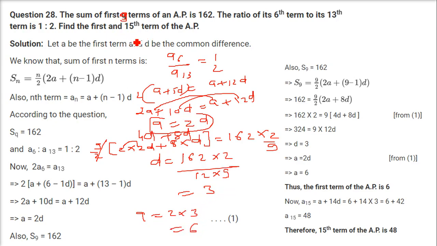Find the first and 15th term. So first term is 6, right? What is the 15th term? A plus 14D. That is 6 plus 14 into 3, which is going to be 48.